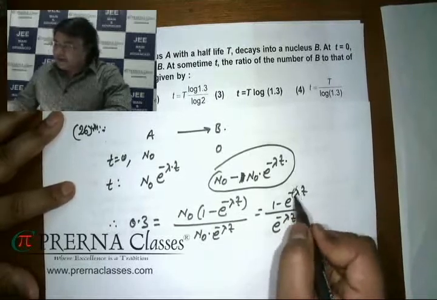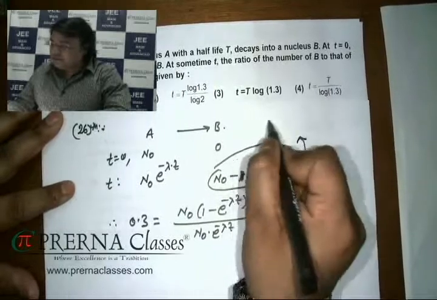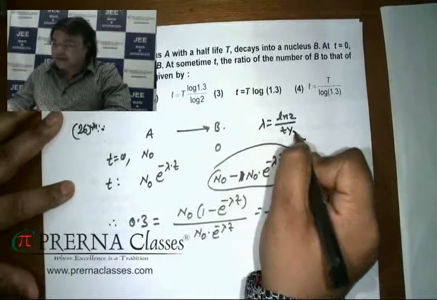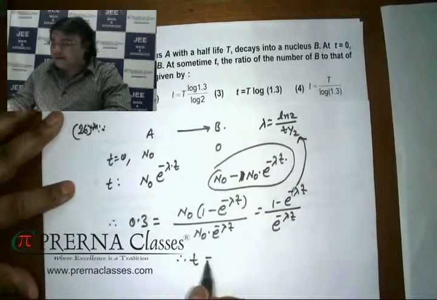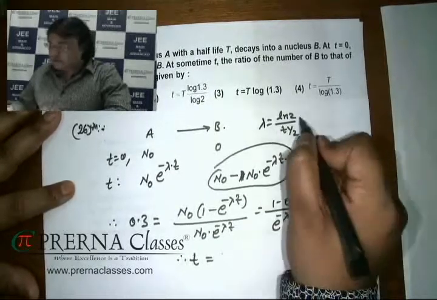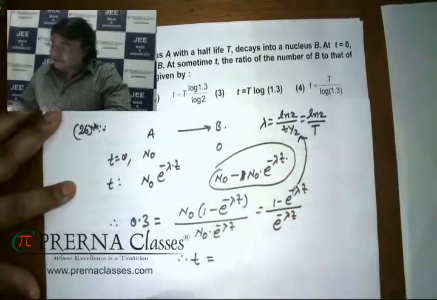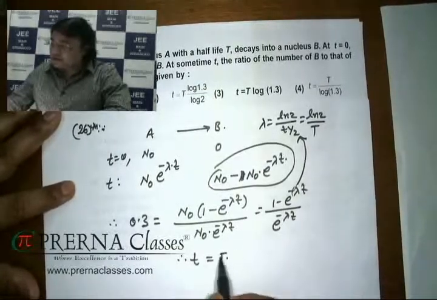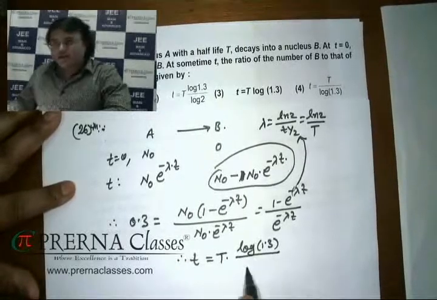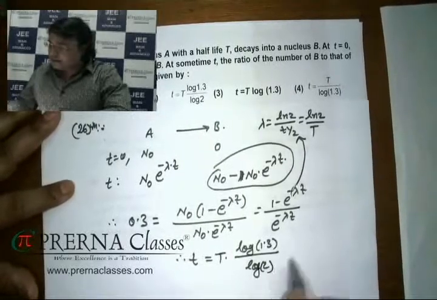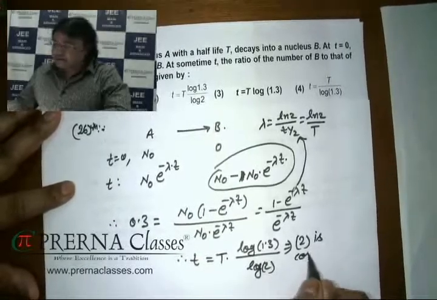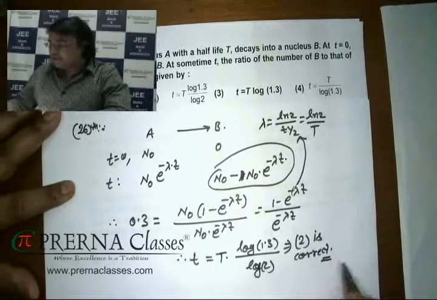From here we can obtain the value of T, but we have to put in the expression of lambda. Using the half life, lambda equals ln 2 divided by T half. Clear? So on solving, T comes to, given the half life, ln 2 by T, or we can put T into log 1.3 divided by log 2. So the correct option is the second.